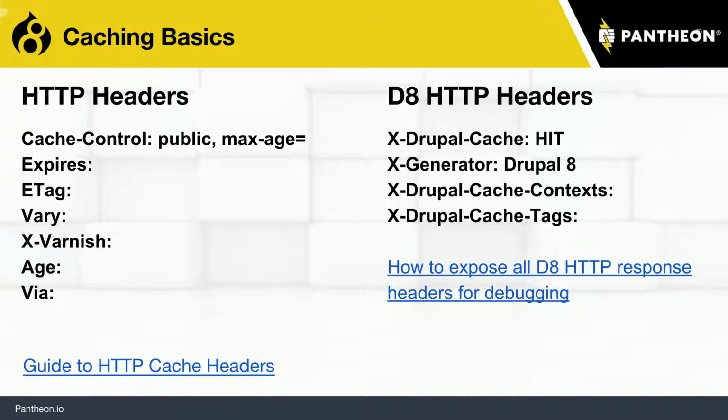Okay, so the headers that you're typically going to have to deal with for caching. In general, there are response headers, which are the headers going out from your web server to the browser, and then there are request headers, which are coming from the browser all the way back to the web server. You're going to need to deal with cache control, expires, etag, vary, x-varnish, which is going to tell you that this page is being handled by Varnish, Edge and Via.